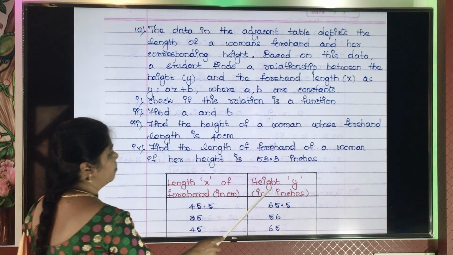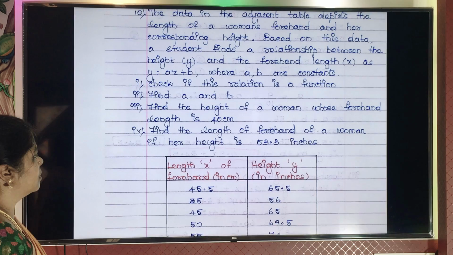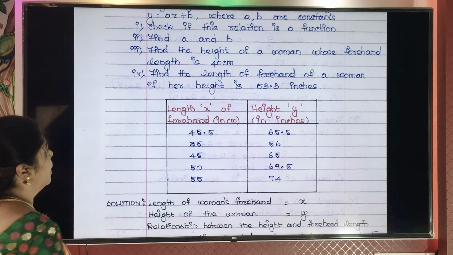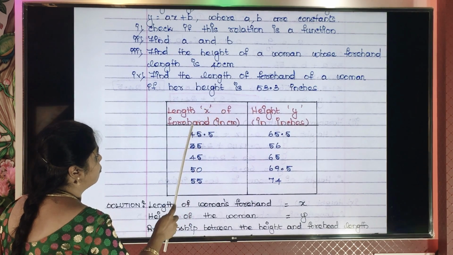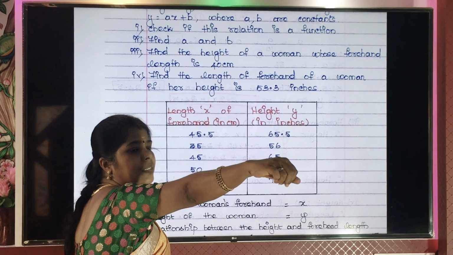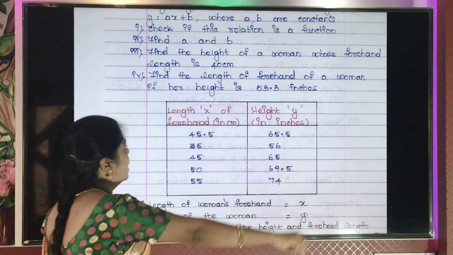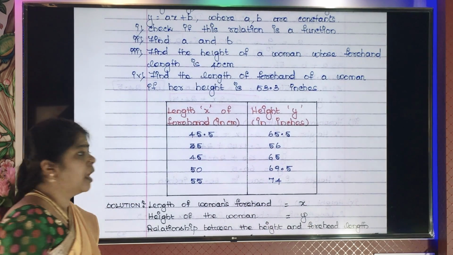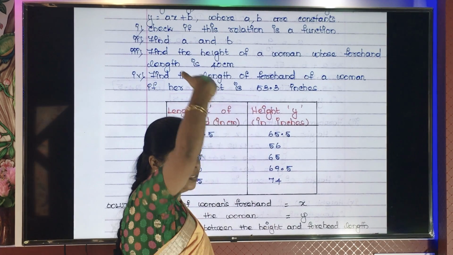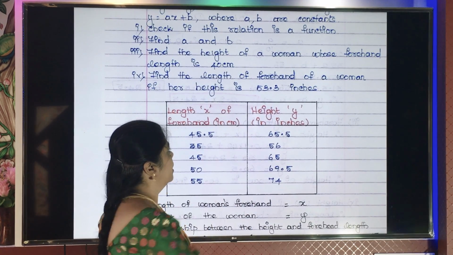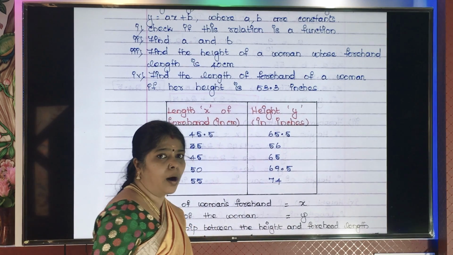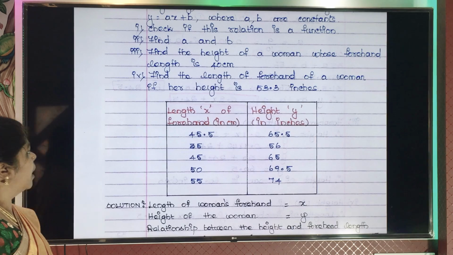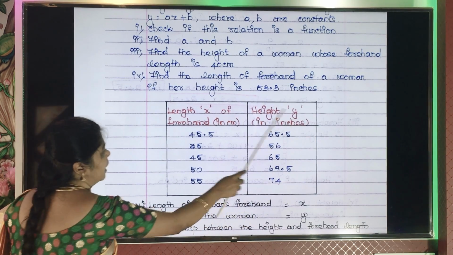If you note in the table, just go into the table. This is the table given, children. Length X of forehand. So forehand length is assumed as variable X and you could see the unit here given as centimeter. Whereas the height of a person, the height of a woman is denoted by the symbol Y and the unit used here is inches. And this is the table column they have given.